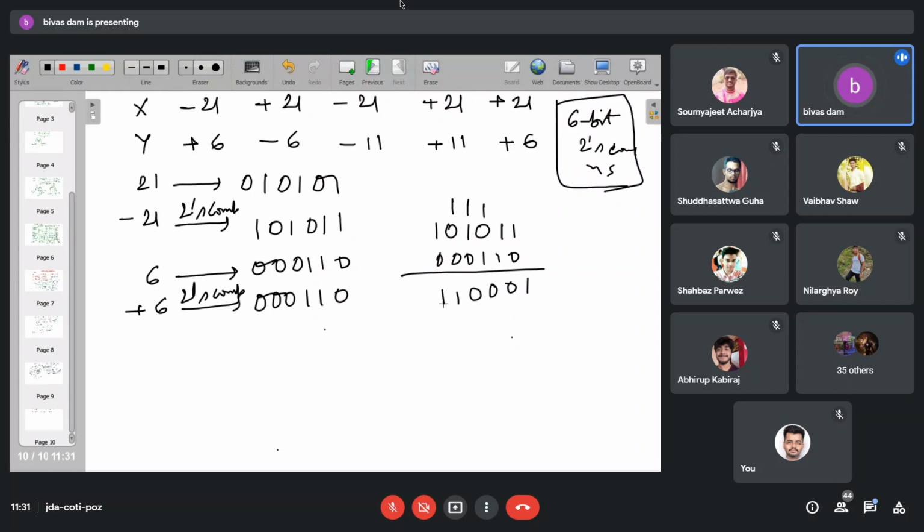There is no end around carry, so nothing needs to be ignored. Now the final step is I have to check the sign bit of the result. What is the sign bit? 1, so it is a negative number. So the result I have to write like this, minus. I have to find out the magnitude, I have to take its 2's complement again. So that means copy up to the first one, then complement all other bits. It is minus 15, I think.